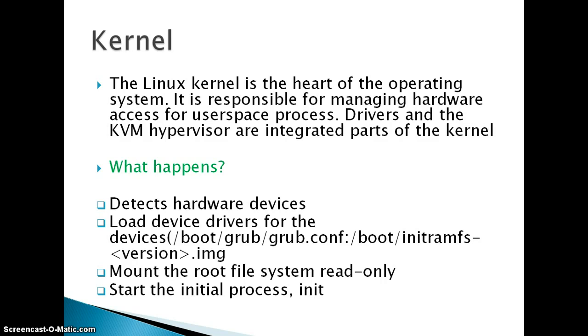What all happens when the kernel process runs? First, it detects the hardware, meaning what hardware the computer has. Second, it loads the drivers for that hardware. But at boot time, how does the kernel get the drivers for the devices? It gets them from /boot/grub/grub.conf, where the drivers are mentioned, as you can see. Then it mounts the root file system in read-only mode and initializes the init process.